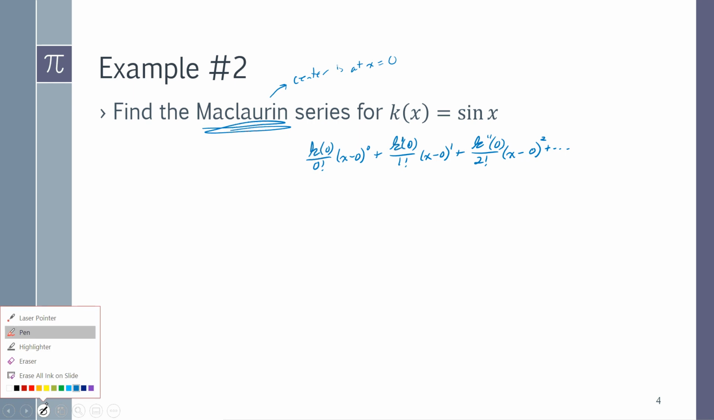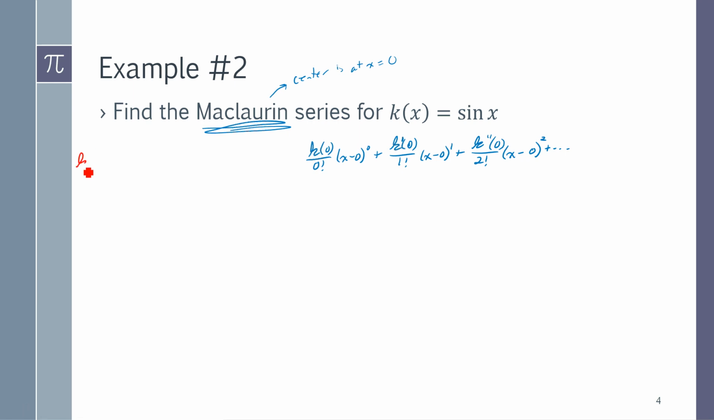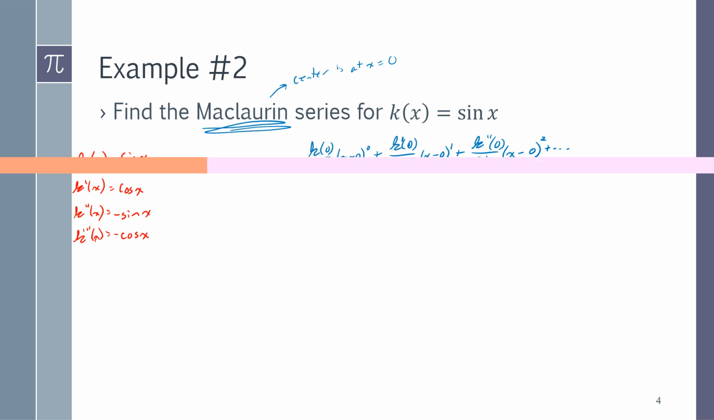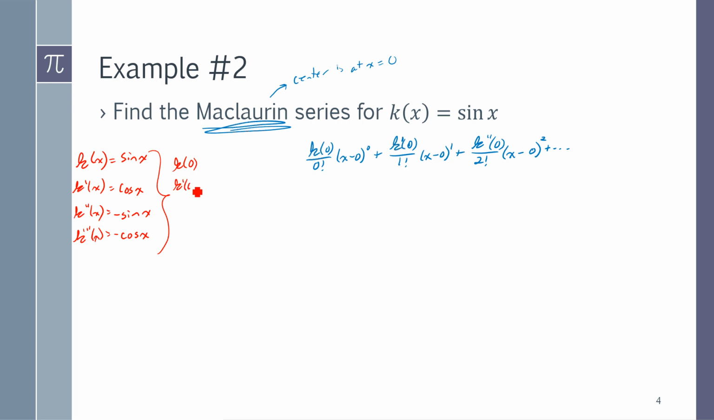So I need to start finding the values I need. I have k of x, k prime of x, k double prime of x, k triple prime of x. Derivative of sine is cosine. Derivative of cosine is negative sine. Derivative of negative sine is negative cosine. And actually, that'll just circle back up to the top if I keep that going. So I'm going to be plugging in 0 to all of these.